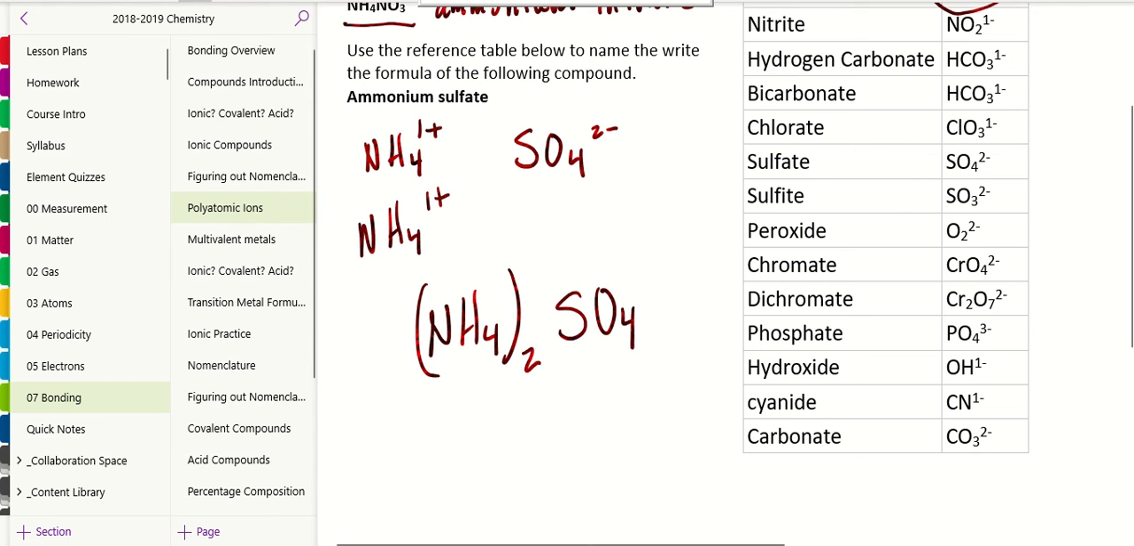So, as we go about these examples, you want to keep this table handy so you can reference it every time you come across a polyatomic ion.